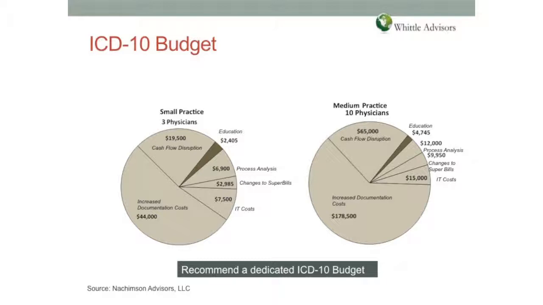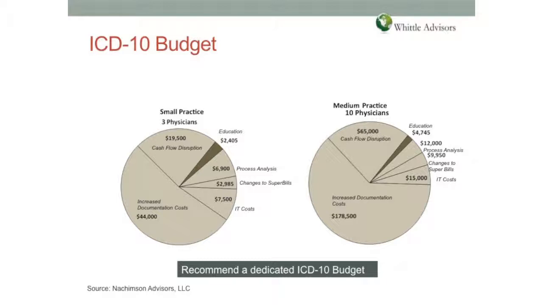Jenna, would you give me 1 second back to the, yeah, here. Who has 10 providers? Anybody here with a larger practice? 10 providers. Okay, so let's take a look here. Lost productivity, we're estimating almost $180,000. That's big. Education, somewhere around 5,000. Cash flow disruption, 65,000. Analytics for process, around 10 or 12 grand. Changes to your super bill, another 10. IT costs, 15,000. Incrementally bigger.